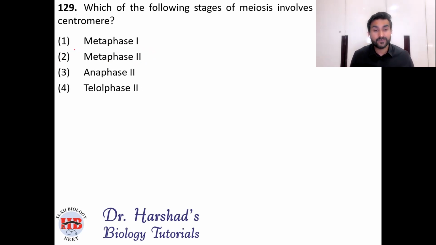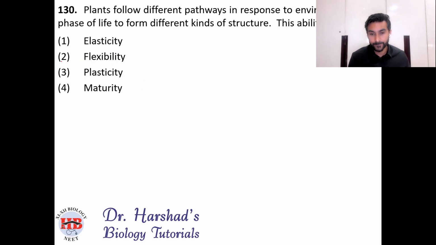Which of the following stages of meiosis involves division of the centromere? Mind you, splitting of the centromere always occurs in meiosis 2, and in meiosis 2, it occurs in the anaphase stage. So the answer would be anaphase 2.